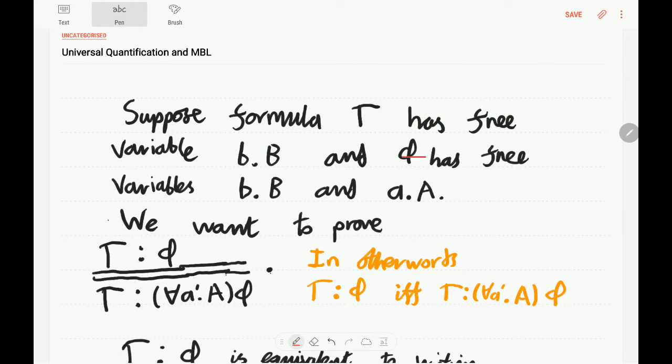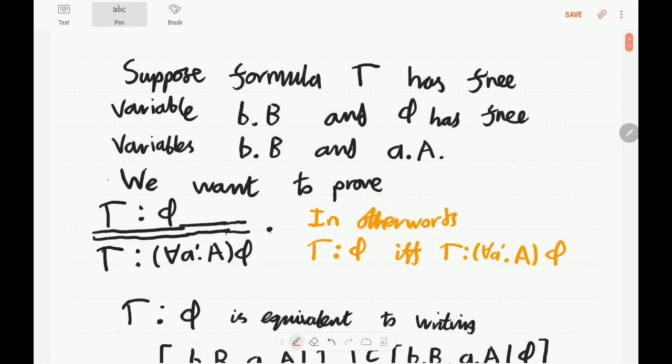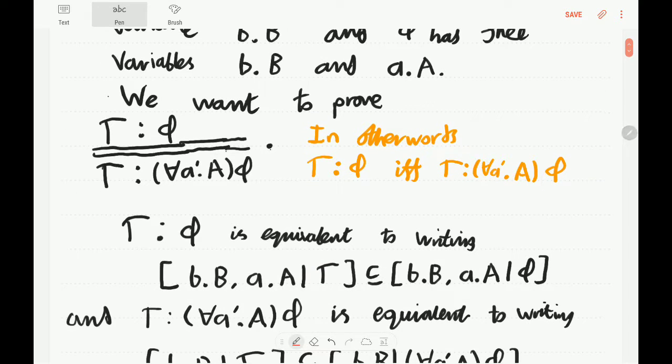And we have another formula, phi, and that has free variables b and a. Now, this is the main formula that we want to prove, this innocent looking expression, saying that gamma implies phi is equivalent to saying that gamma implies for all a dash phi. Okay? So in other words, what we're saying is that gamma implies phi if and only if gamma implies for all a dash phi.